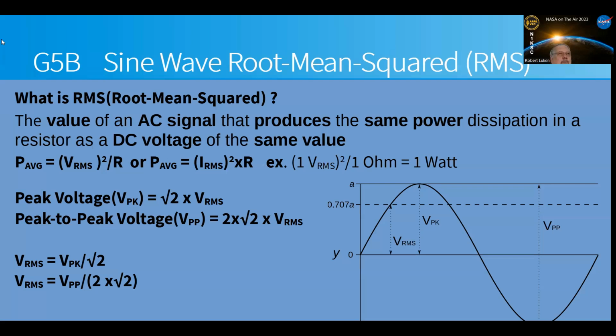value that creates the same amount of power dissipation or heat as a DC voltage at the same value. So when in your house you've got approximately 120 volts AC, that's 120 volts RMS coming out of the wall socket. If that was 120 volts DC, some things wouldn't work, but it would produce the same amount of power. Okay.